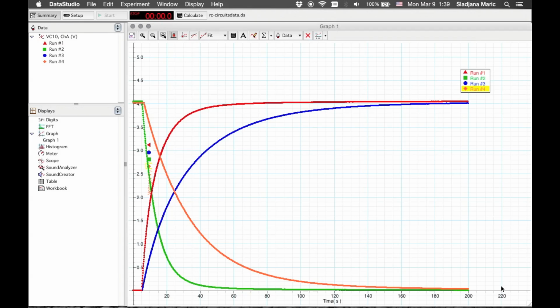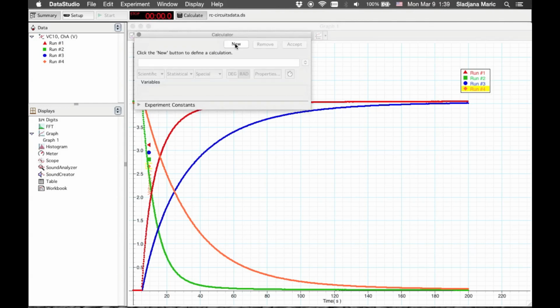So first, to analyze the data for charging the capacitor through a 10 ohm resistor, we need to add the equation for the linearization of this curve. So we're going to click on calculate and then click on new to define the variable. So now we are going to call this variable LVC.